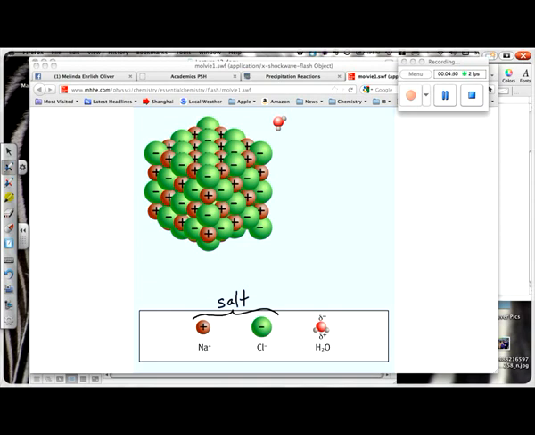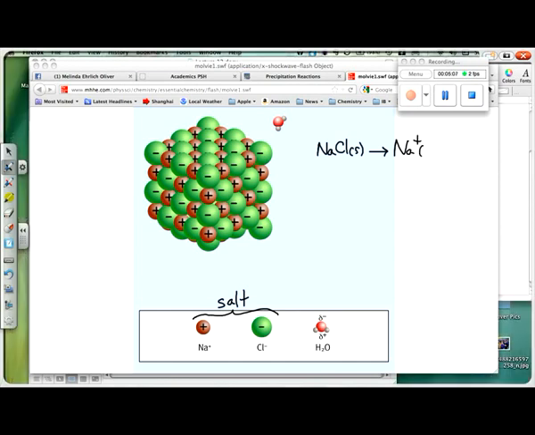These ionic compounds will break apart for two main things going on energy-wise, though there's more than two. It takes energy to break apart sodium chloride into its ions. So I can write a little equation. This is what we're doing.